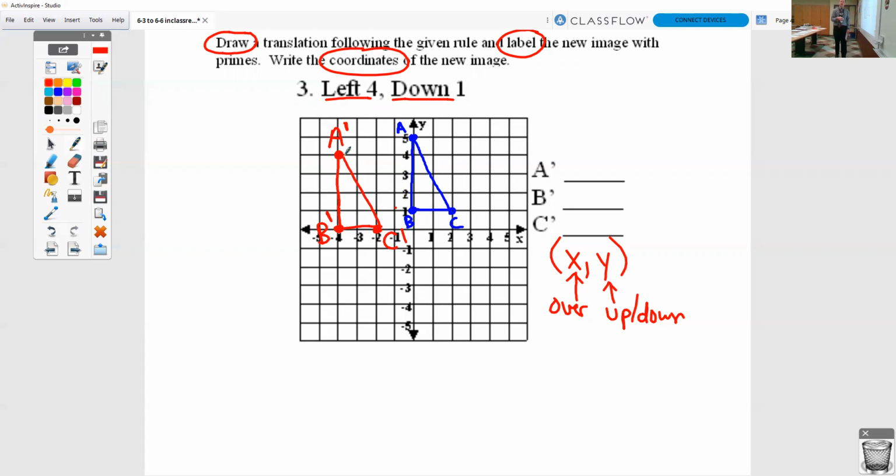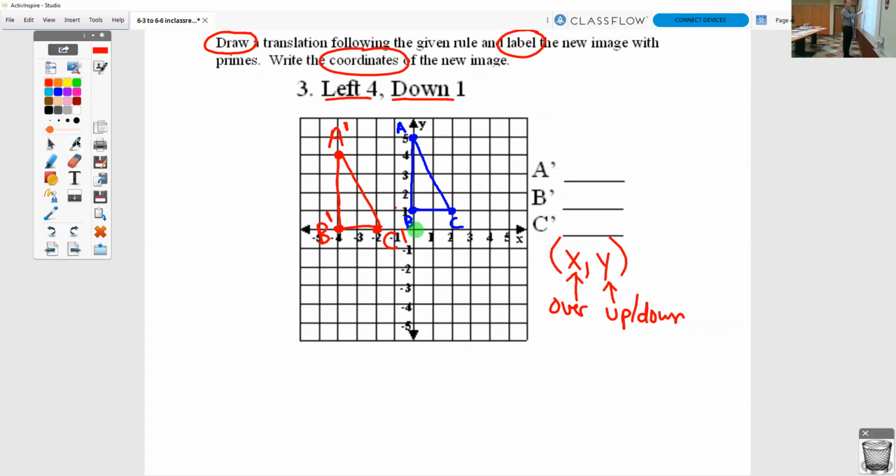When you draw your new picture, it should be the same exact size and same exact shape. So notice that it's 2 wide and 2 wide, 4 high and 4 high. Make sure that you remember to label them all with primes. Now we want to figure out what the coordinates are. We want to start counting from that green dot right in the middle. It's the coordinates of the new shape.